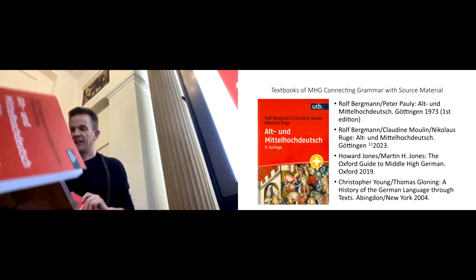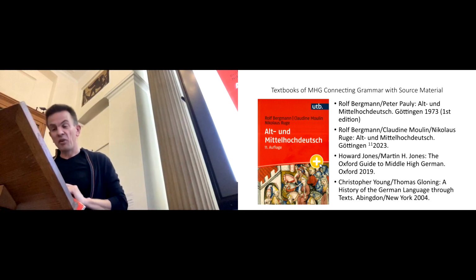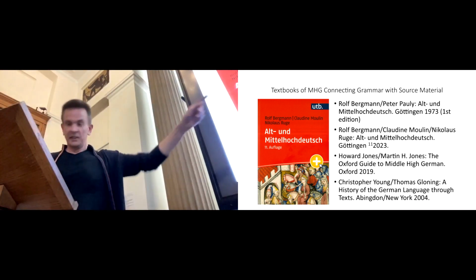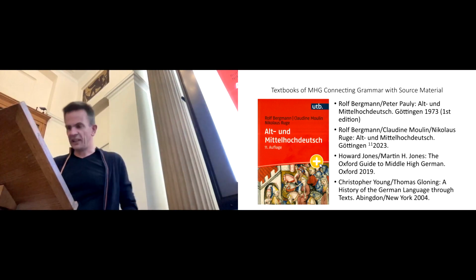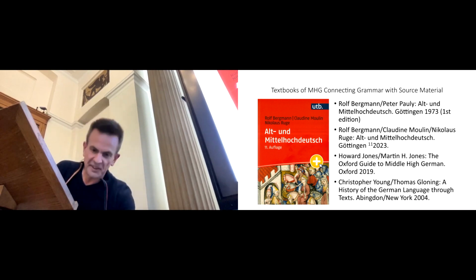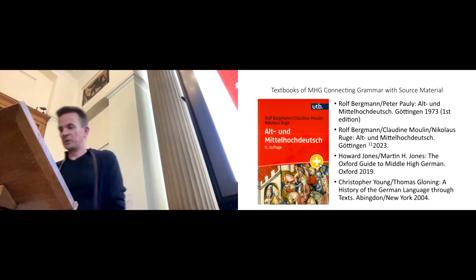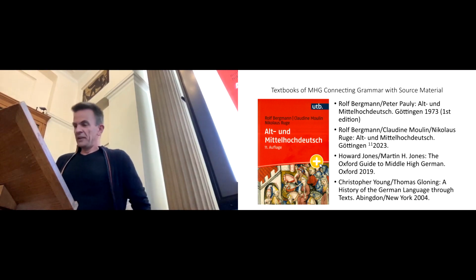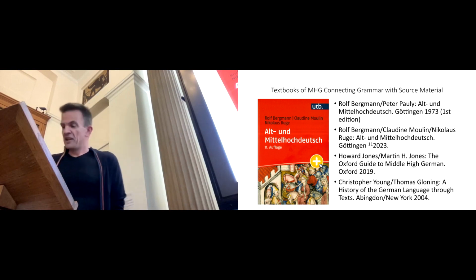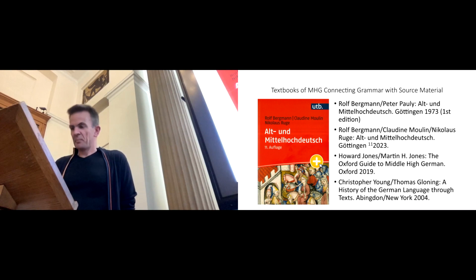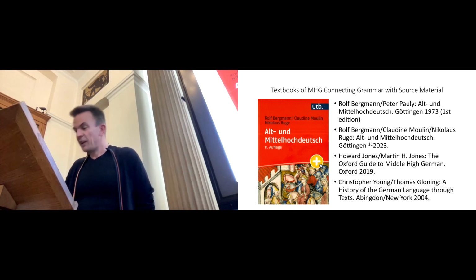Today, as far as I can see, this style is rather a matter of course, especially in Britain. Just think of the two textbooks listed there, Young-Glonig, 2004, and Jones-Jones, 2019. A happy byproduct of fusing grammar work and translations is that the variation of the Middle High German Schreibsprachen becomes much more obvious to the reader. At least I hope so.